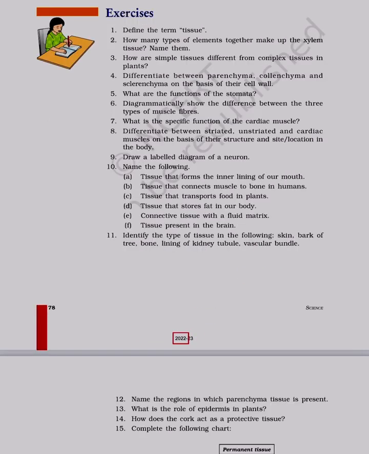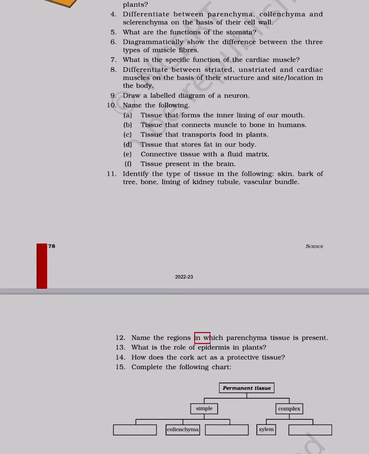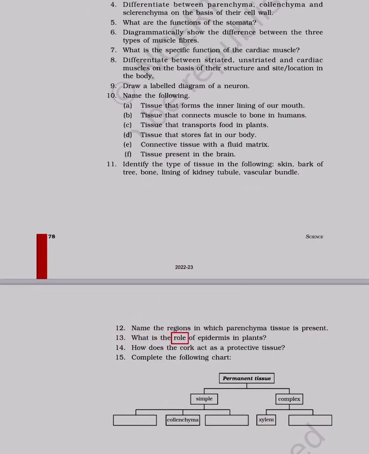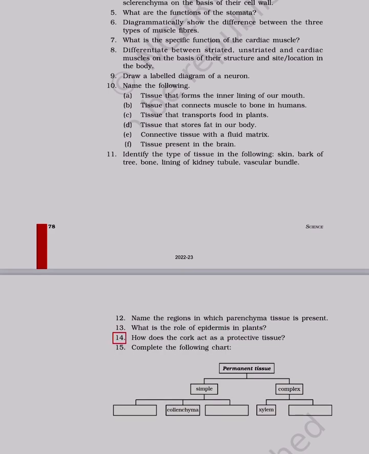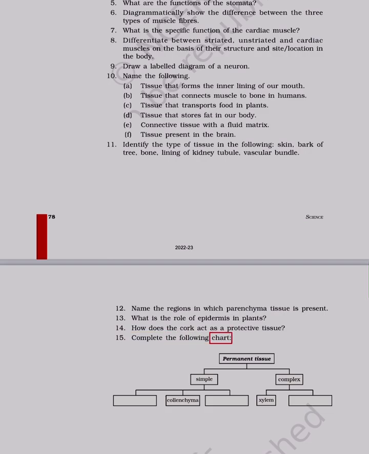12. Name the regions in which parenchyma tissue is present. 13. What is the role of epidermis in plants? 14. How does the cork act as a protective tissue? 15. Complete the following chart. Tissues.